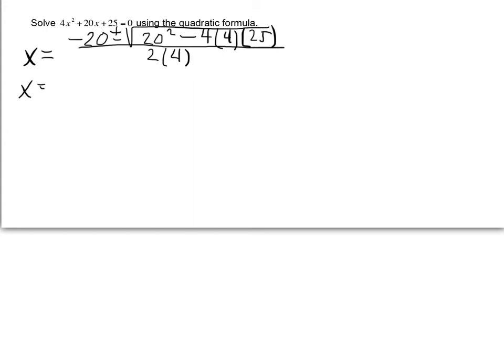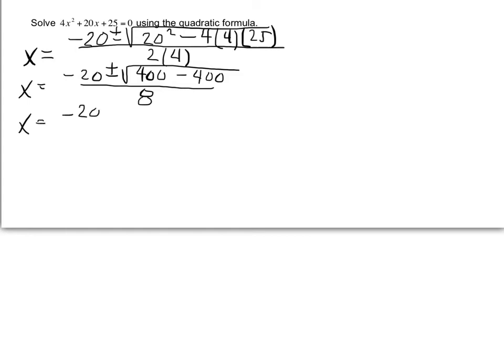Moving on to the next step, and again, combining a few things in one step, keeping the plus or minus with the radical sign. I'm going to get 400 for 20 squared, minus 4 times 4 times 25 is also 400, and that is all over 8. When I move to the next step, negative 20 plus or minus the square root of 0 is going to be over 8.